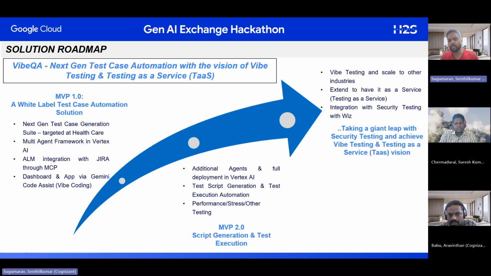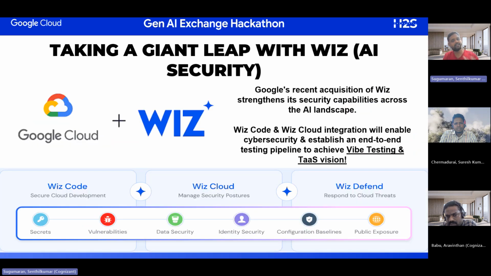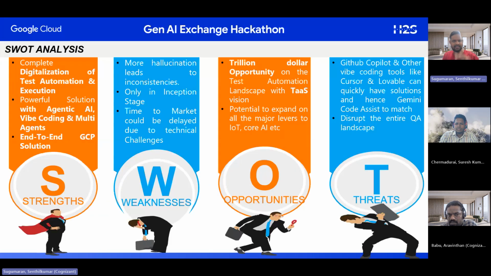Second, MVP 2.0 is where we are going to go a little further in Vertex AI. Finally, we are almost there, with a lot of vibe testing being done entirely. But have you also seen Google is now collaborating with Wiz, an enterprise-level security platform? I think combining this will give us a lot more opportunity in achieving the entire vibe testing vision. I think the deck is all talking about this.